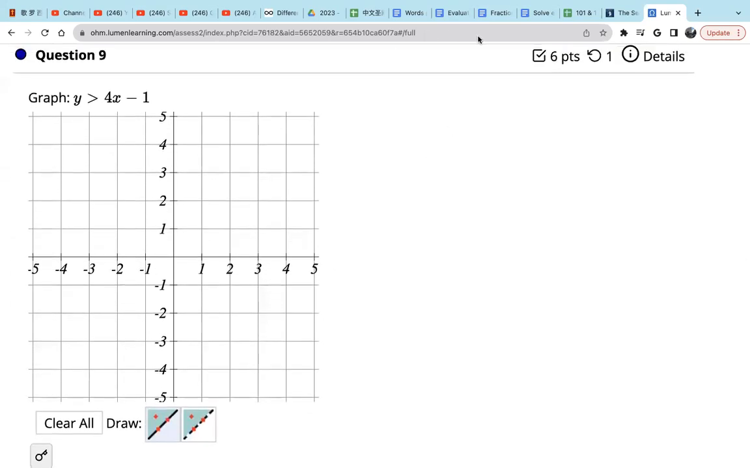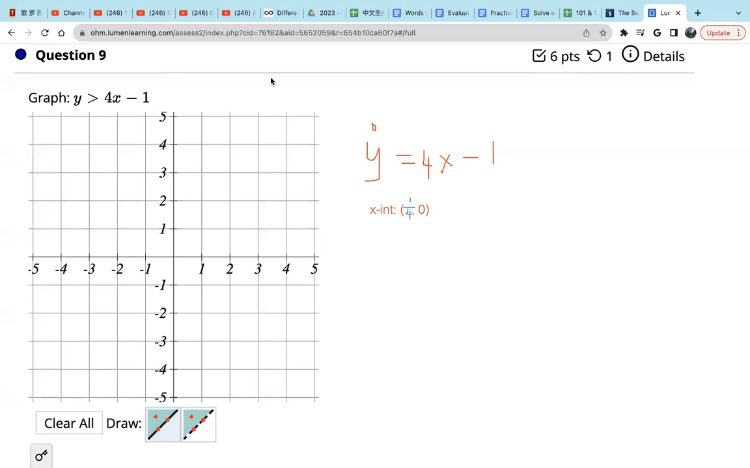Nine, we want to graph this inequality. So first we graph the line. We graph the line y equals 4x minus 1 by using x-intercept and the y-intercept. So what's the x-intercept? X-intercept means y equals 0. If y is 0, let's plug in. We have 4x minus 1 equals 0. So 4x equals 1, then x equals 1/4.